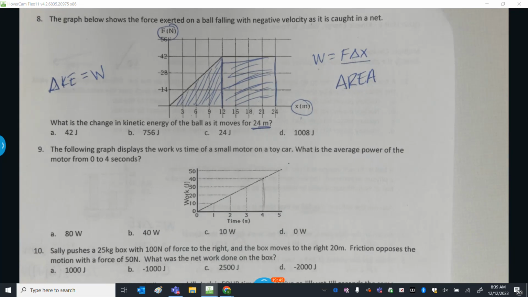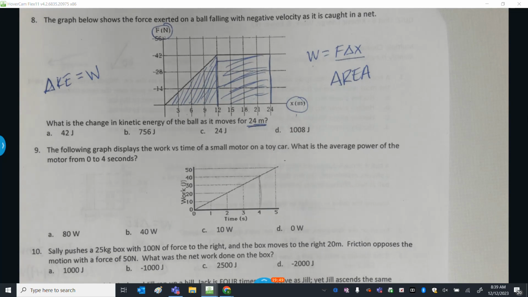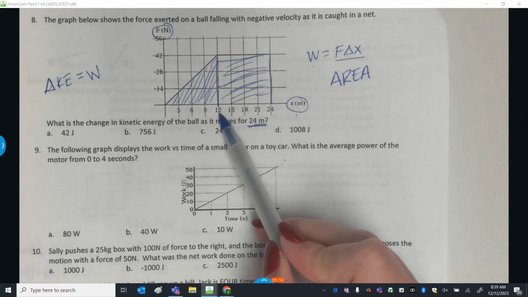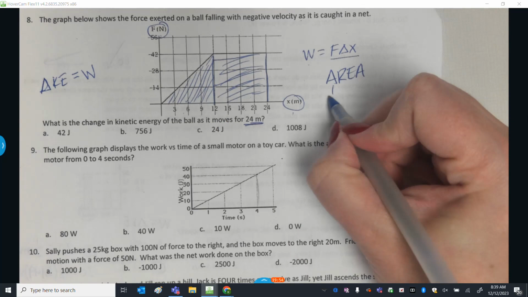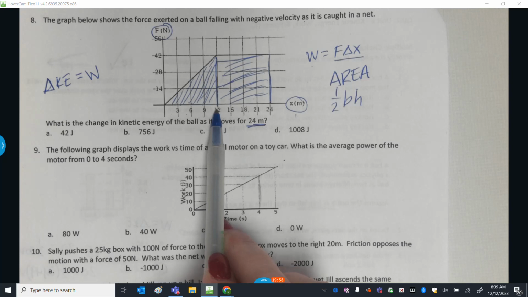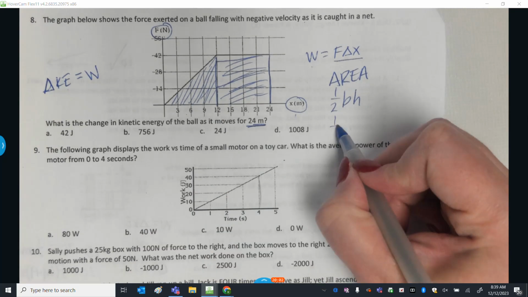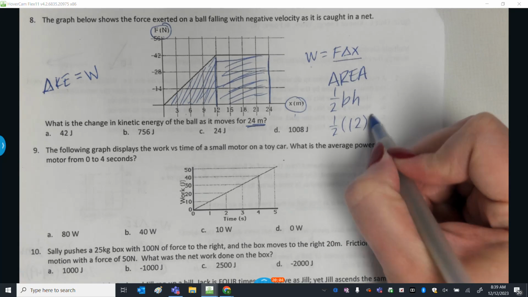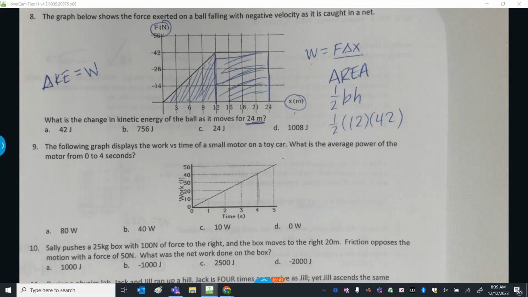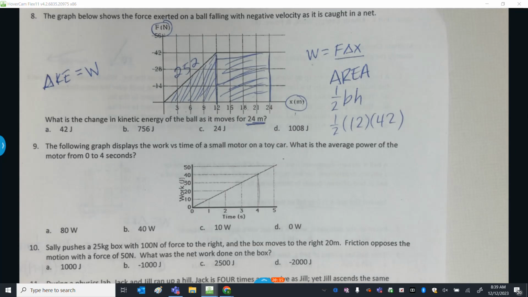So if I take a look at that, the area formula for area of a triangle is 1/2 base times height. The base of this going across the bottom is 12. The height is 42, so it'd be 1/2 times 12 times 42, or 6 times 42, since that's half of 12. And 6 times 42 is equal to 252. So the triangle has an area of 252.